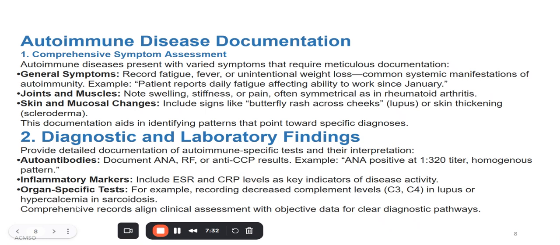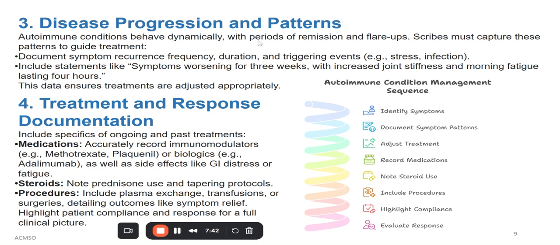Disease progression and patterns. Autoimmune conditions behave dynamically with periods of remission and flare-ups. Scribes must capture these patterns to guide treatment. Document symptom recurrence, frequency, duration, and triggering events, for example, stress, infection. Include statements like symptoms worsening for 3 weeks with increased joint stiffness and morning fatigue lasting 4 hours. This data ensures treatments are adjusted appropriately.